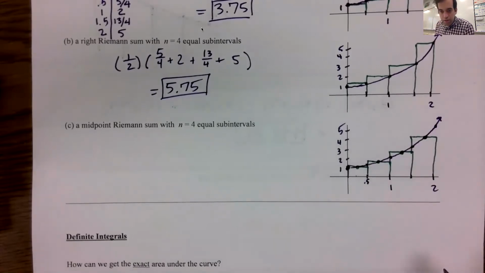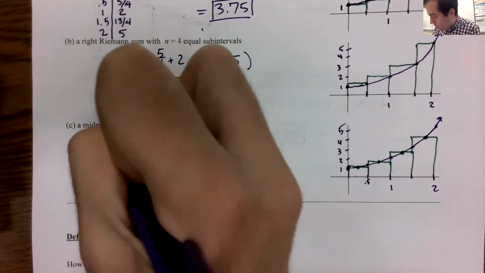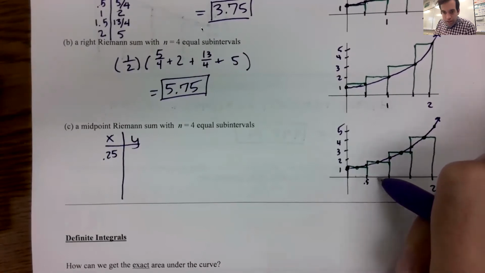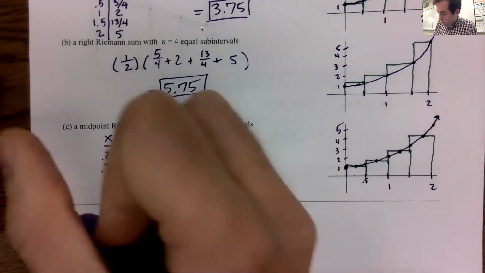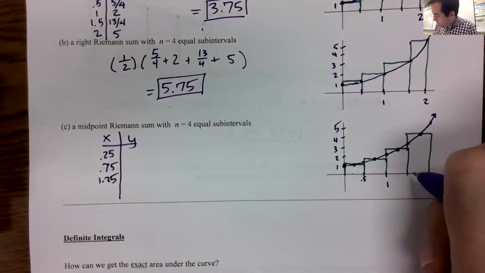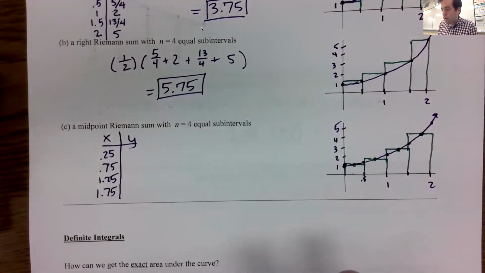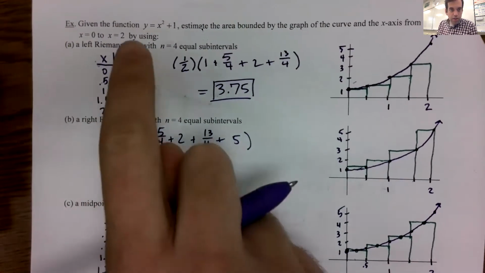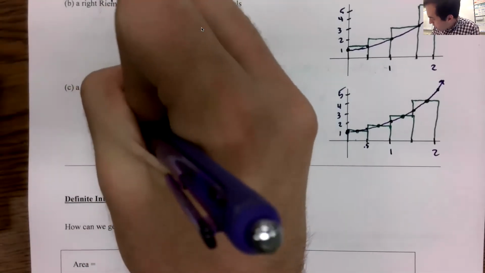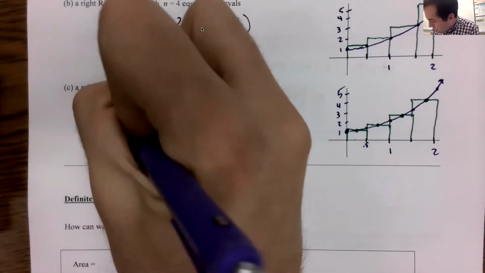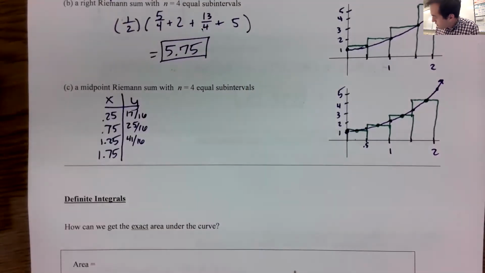And this time, we're going to need some different numbers because, let's see, the midpoint between 0 and 0.5 is going to be 0.25. So I need new y values. I don't have the y value for 0.25 yet. The midpoint of this subinterval is going to be 0.75. The midpoint of this subinterval is going to be 1.25. And the midpoint between 1.5 and 2 is going to be 1.75. All right, so I already took the liberty of plugging each of those x values into this original function, and I got the new y values. We got 17/16, 25/16, 41/16, and 65/16.